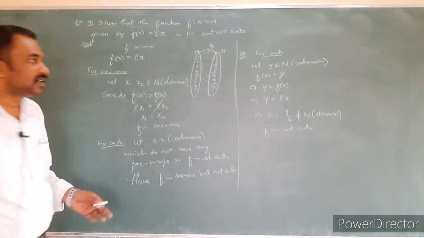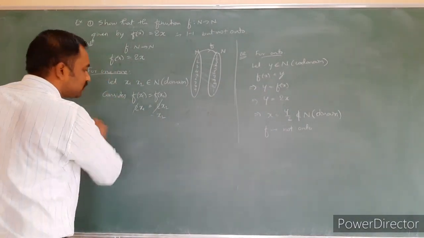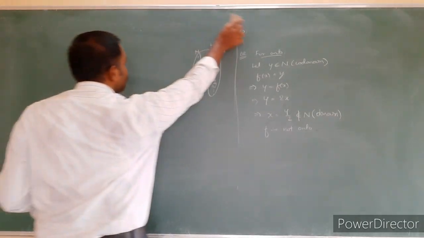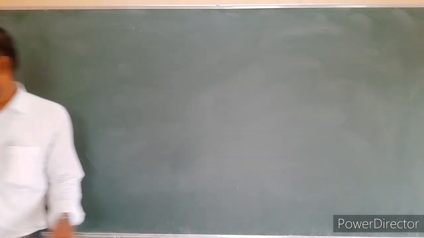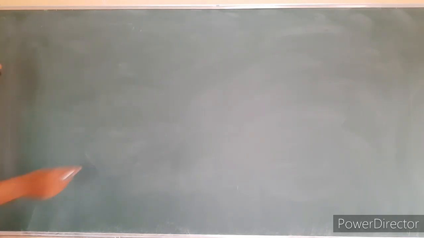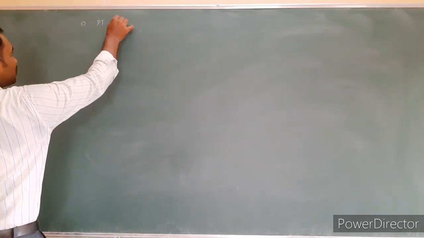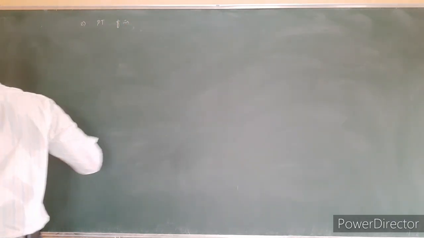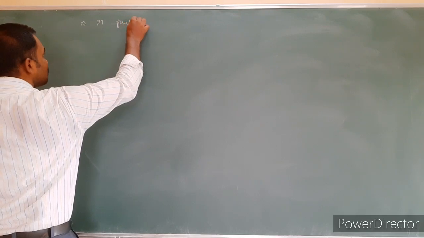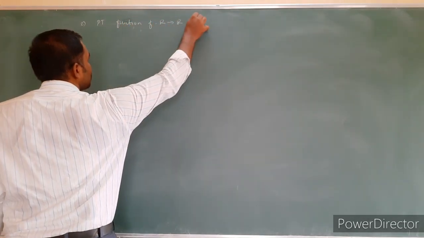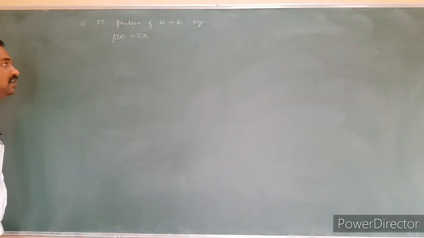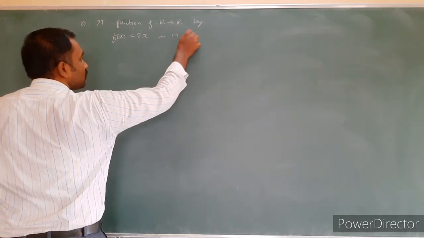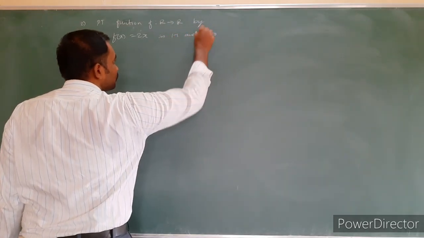Now let's move to the next example. I hope it is clear how to check one-one and onto. I have given both the diagram method as well as the algorithm. Now the same problem with a little change. Prove that the function f from R into R defined by f of x is equal to 2x is one-one and onto.